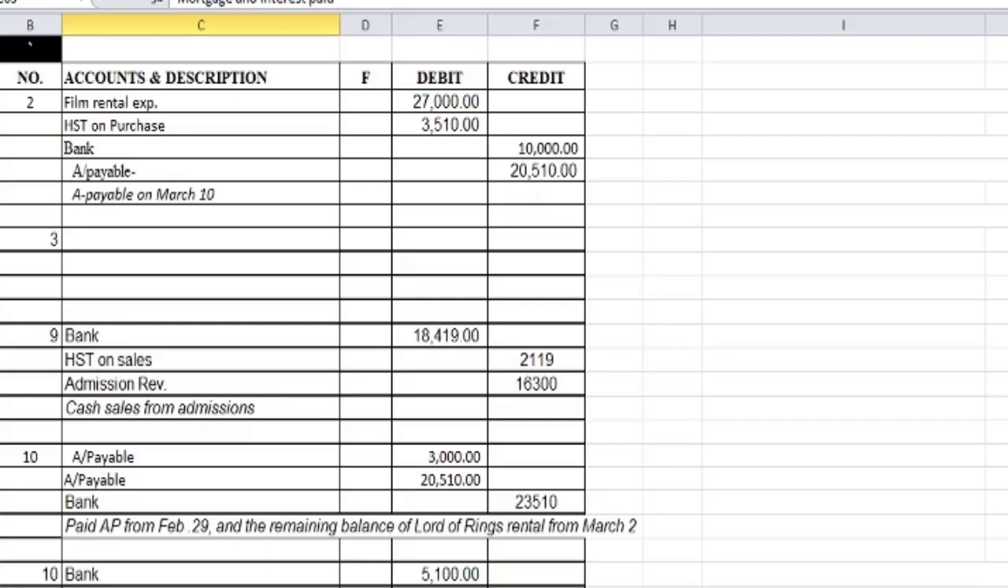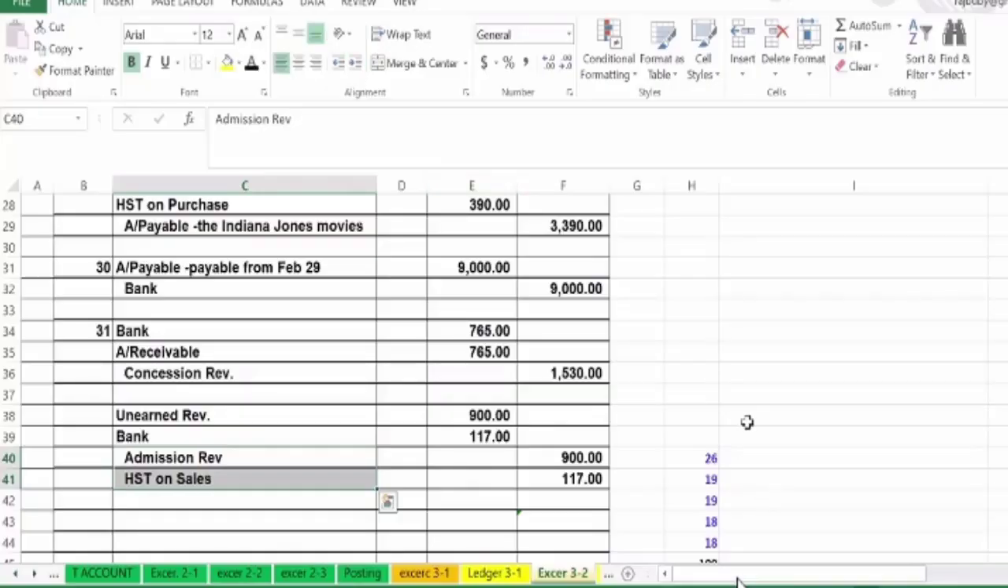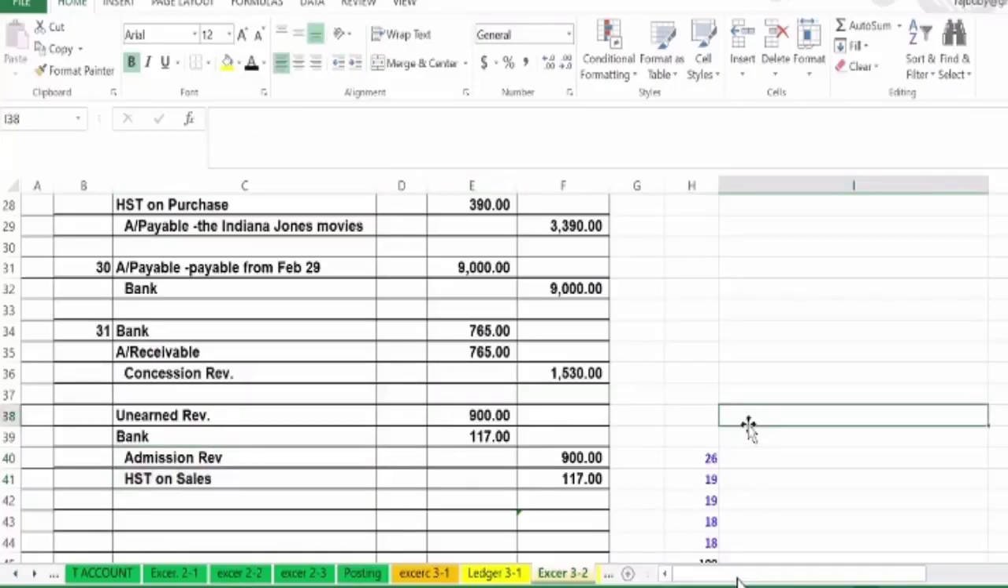On the credit side, we'll have to do cash plus HST. We are receiving money for HST, right? Then the bank is debit, we are receiving the money. Now your revenue and expenses: admission revenue and HST on sales. That one is going to be different because the gift certificate is not enough for the HST. That's what they are paying money for HST.